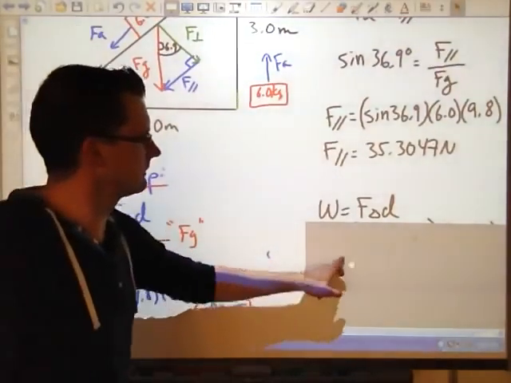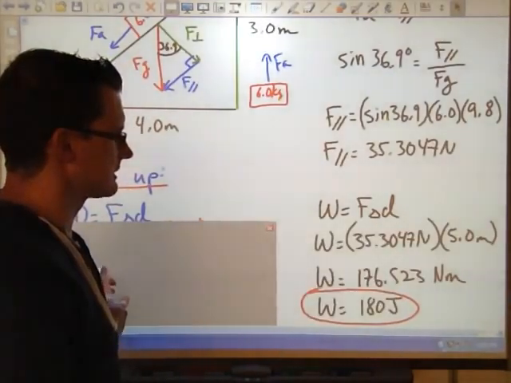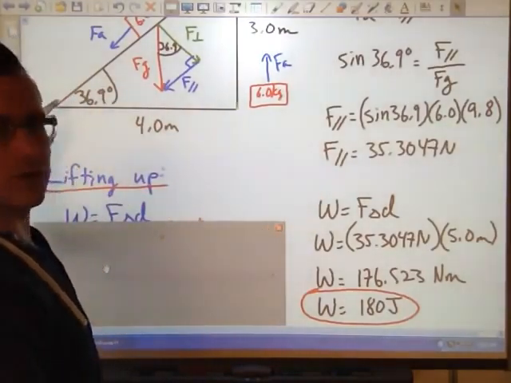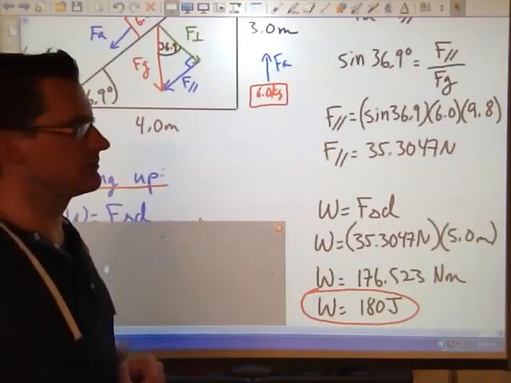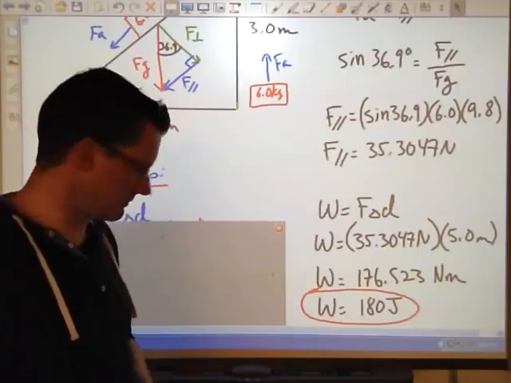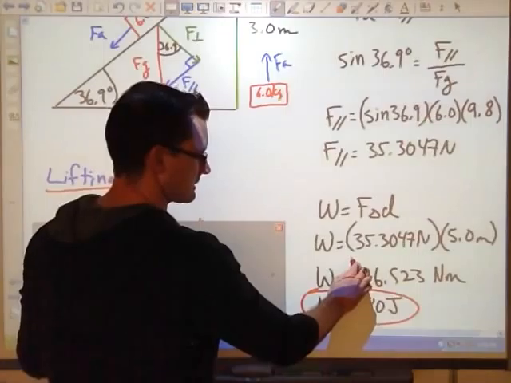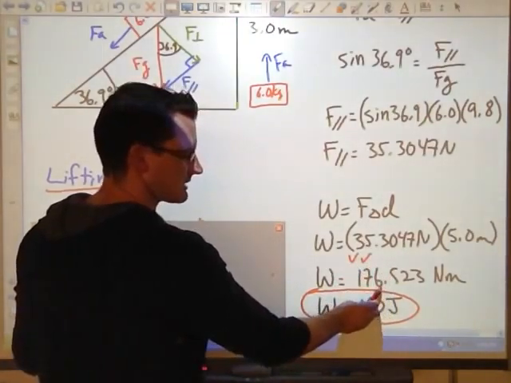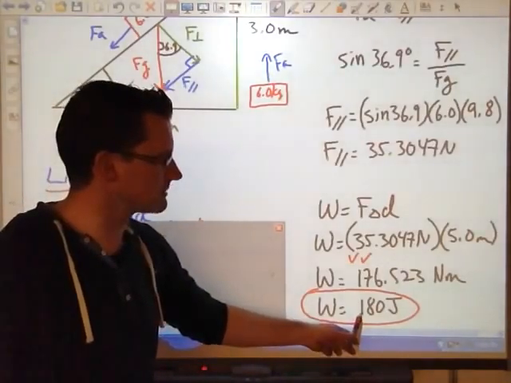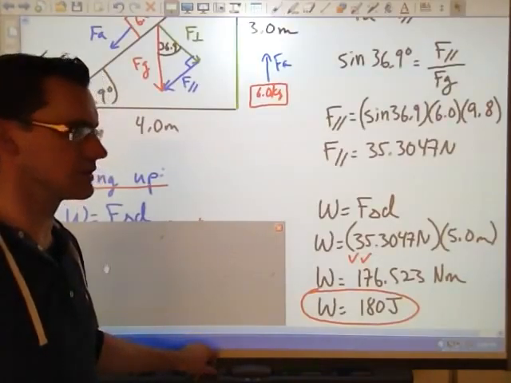So I have W is equal to force times displacement, so my 35.3047 newtons, and I'm moving it up the inclined plane, which is 5 meters. So that works out to be 176.52 newton meters. And all these numbers, I believe, are 2 sig figs. So keep the 1, keep the 7, that's a 6, so that gets bumped up to an 8. But to ensure that that stays in the 100s place, I need to have a placeholder 0: 180 joules.